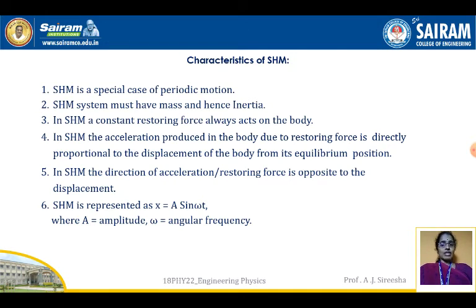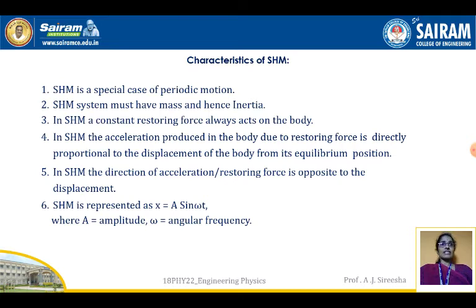Now, what is the relation between acceleration and the restoring force? We know the relation between force and acceleration: F is equal to ma. When the force is opposite to the displacement, since F is equal to ma, a is also opposite to the displacement. And we see that simple harmonic motion is represented by x is equal to a sine omega t.